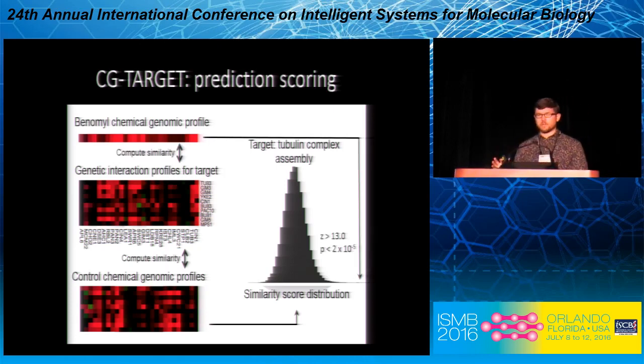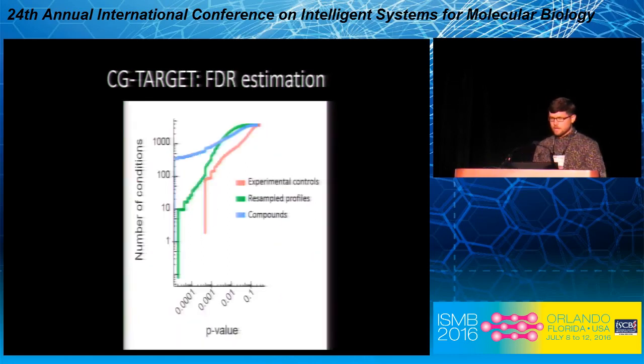So this is a very, very strong prediction. It actually beats every single randomization, all attempts to randomize that we put at it. So once we do this for all compounds across all particular GO processes, then we take the resample profiles and the experimental controls and run them back through the pipeline and see how many times we get a certain number of predictions at a certain level of significance.